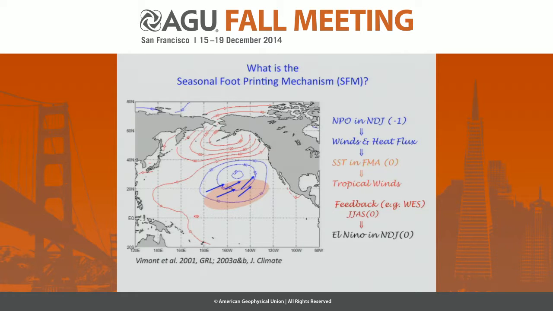This footprint actually persists into the spring, and then on the southern edge of that, through thermodynamic surface feedback processes, we can get anomalous winds as well, which are now close enough to the equator that they can induce a downwelling Kelvin wave and lead to an ENSO event. So in the case of the signs in this direction, we lead to El Nino, but you can reverse the signs and lead to La Nina.